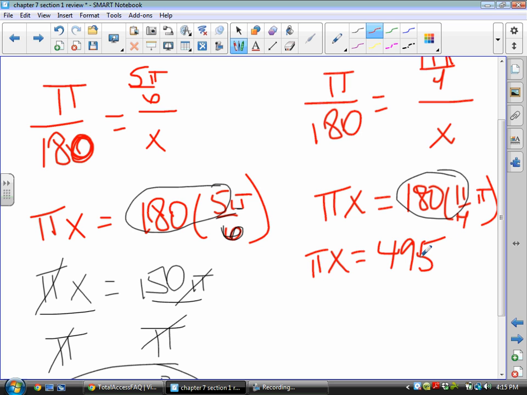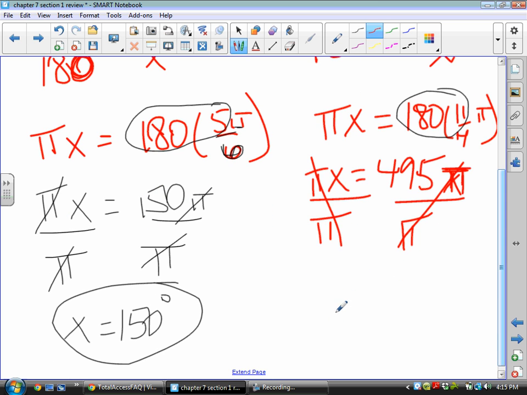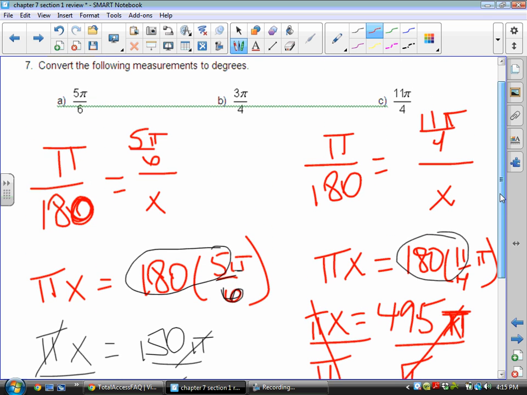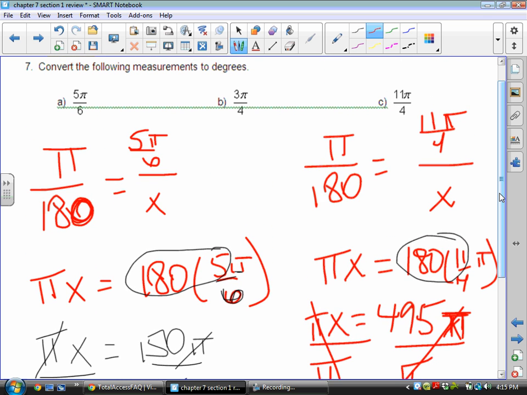And I still have this pi, so I'm going to break down the pi. Divide both sides by pi. So I just have x equals my degrees, which is going to be 495 degrees. So that's more than just one time around the circle. Okay? So I can convert the same way for part B. Plug in your radians in the top part of your fraction, cross multiply and solve.